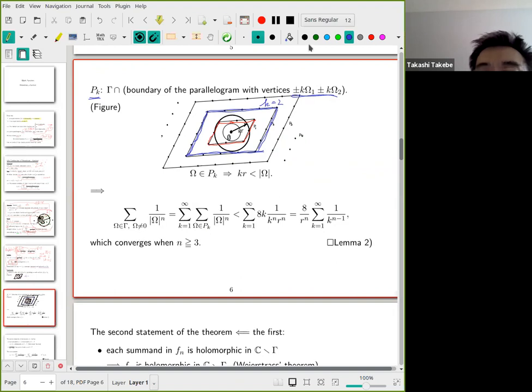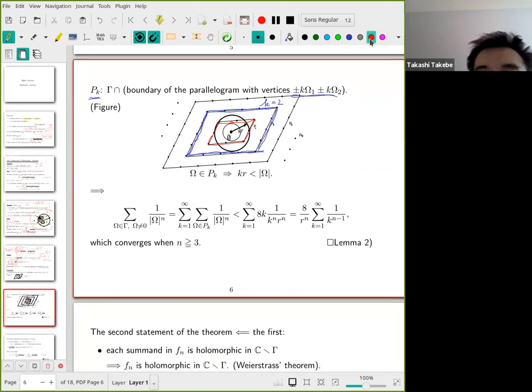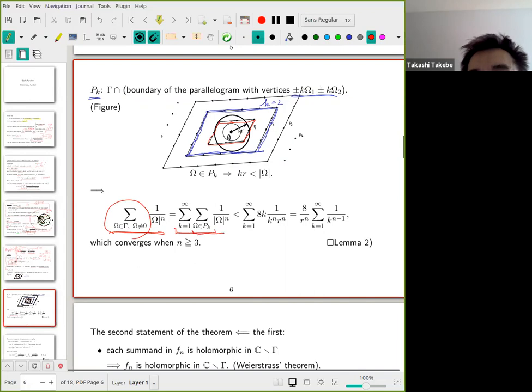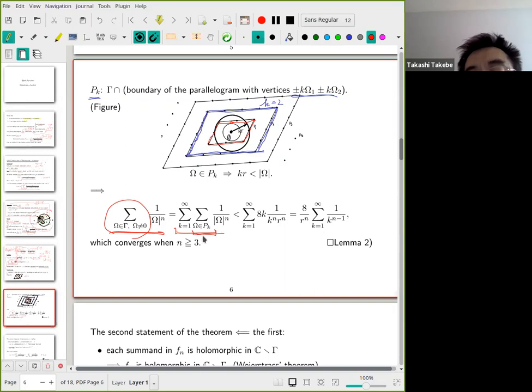Then let's estimate this sum. This sum is decomposed in this way. So first take the sum over each boundary of the parallelograms, and then sum over k.